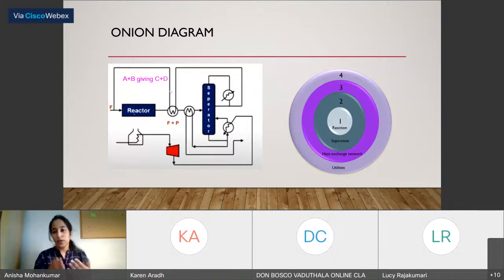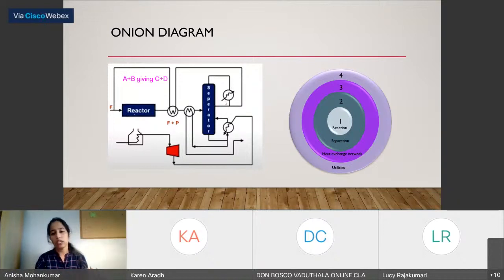And as I said, you'll have the need to separate these products. What if your manager wants to get product C separate and D separate? So you let them into a separator. This separator comes under the second inner core of the onion diagram. It's called the separation. For the separation to happen, you need either heating or cooling. For that, you need a reboiler or a condenser for the process to happen.